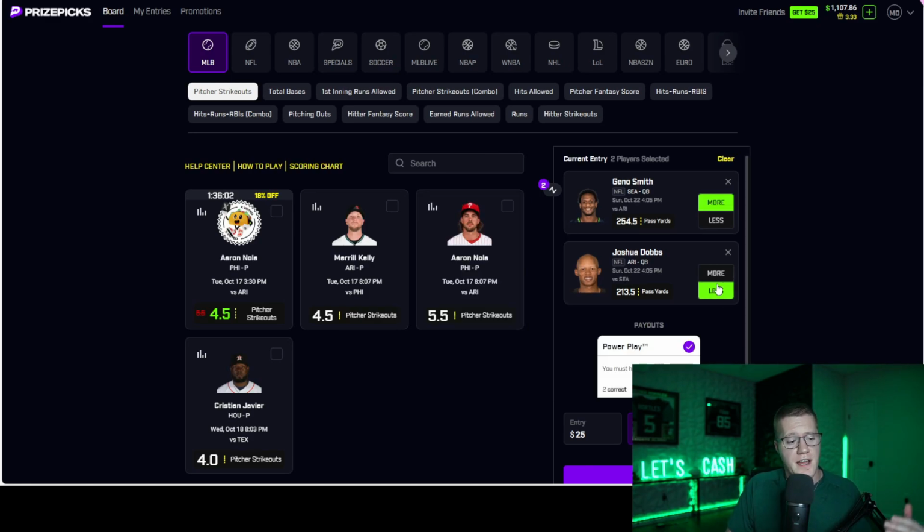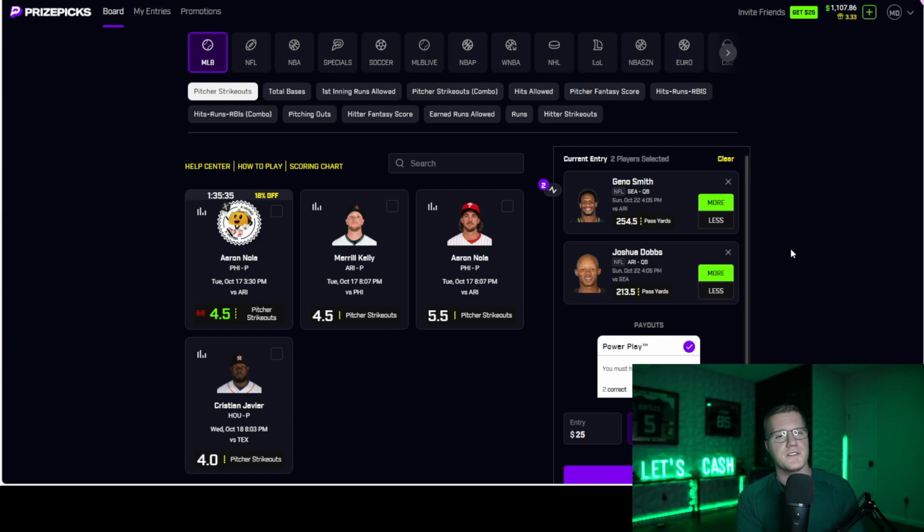If Geno Smith goes out and he throws for over 254.5 passing yards, one, that means the offense is clicking for Seattle and they're throwing a lot, right? Usually that's because the game script is favoring the outcome of a shootout or a very close matchup. But also, if Geno Smith is throwing for a lot of yards, guess who else is probably throwing for a lot of yards, right? That's usually the scenario of a shootout. Joshua Dobbs is probably throwing for 213.5 passing yards.